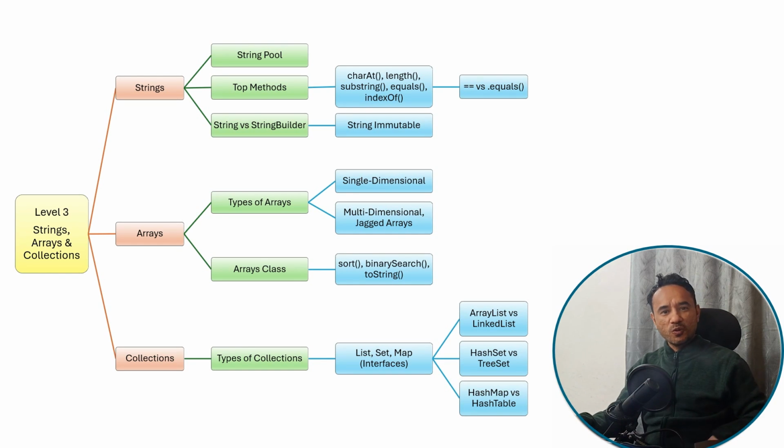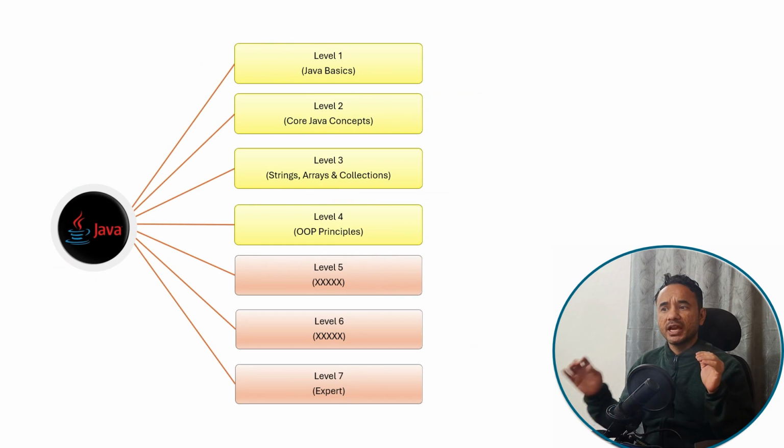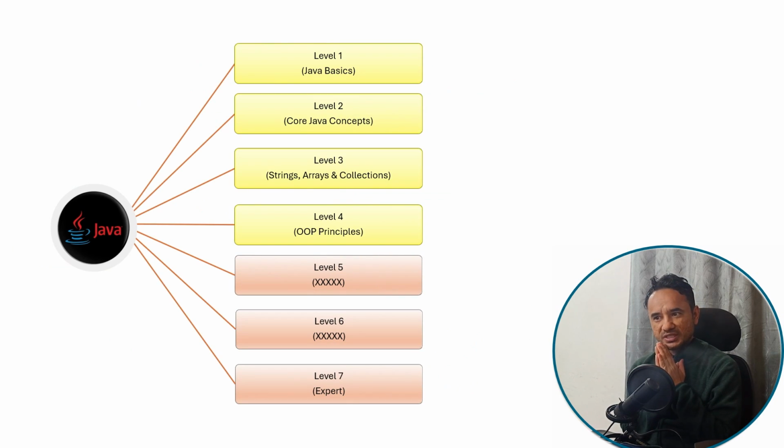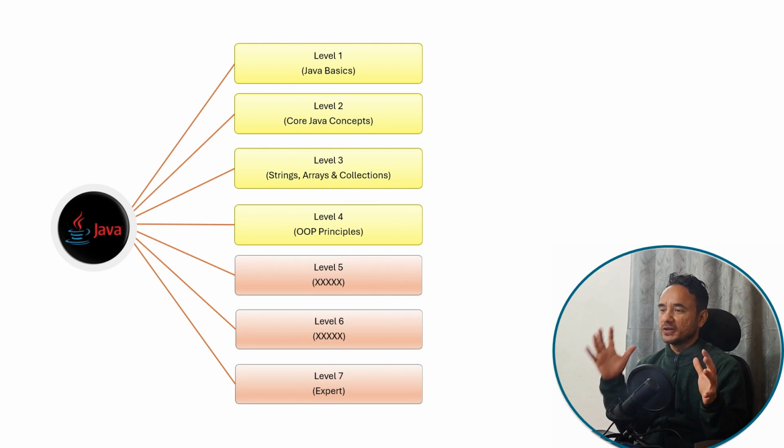That's it. From interview point of view, these pinpointed concepts are very important and often asked in interviews. Next level we have is the level 4, which is the OOPS principle. Very extremely important. So let's start exploring the main concepts inside it.